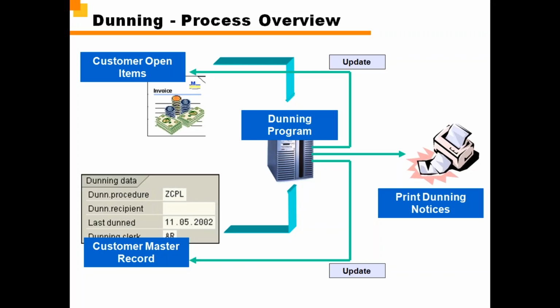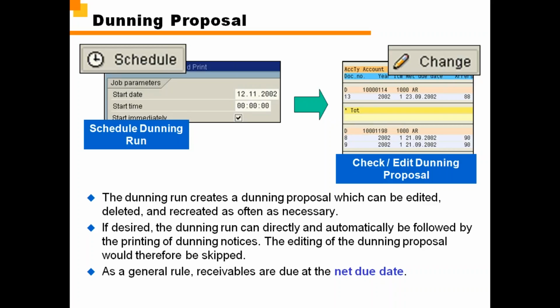Here you can see it will update your customer master record. In the customer master record, first you need to assign the dunning procedure. If you don't assign the dunning procedure, then dunning will not happen, even if your customer has overdue line items. Until you assign the dunning procedure, you will not be able to send the reminder to that particular customer. Now here it is saying that when you execute your dunning program, the system will give you a proposal.